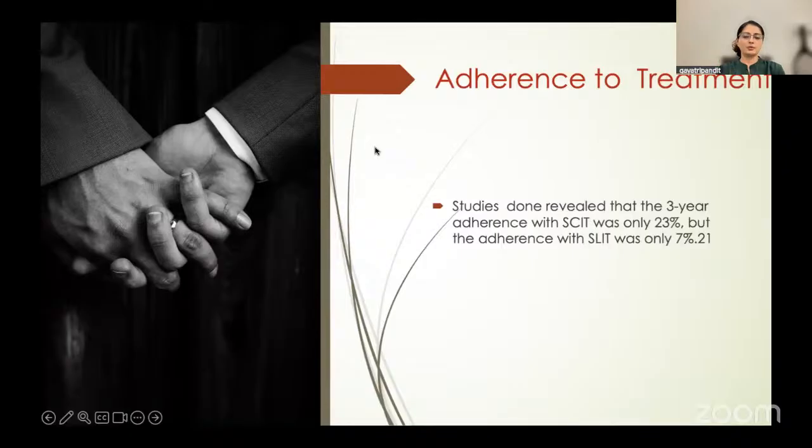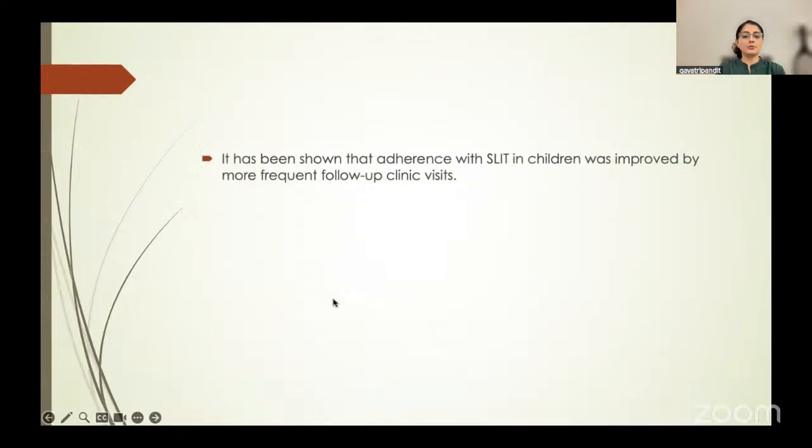The challenge in immunotherapy for most practitioners is that we don't have any doubt about the science of immunotherapy now. We have a good level of evidence, but the challenge that we all still face is adherence to the treatment. Why does SLIT have only 7% adherence at the end of 3 years? Probably it also has to do with the fact that SLIT patients were found to have a lesser number of follow-up visits to the clinic.